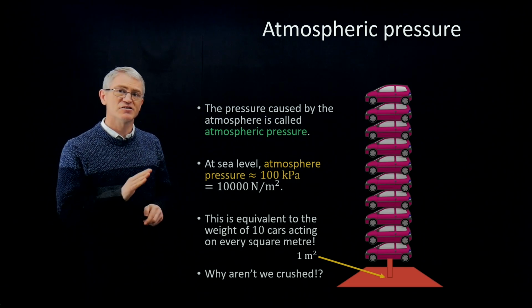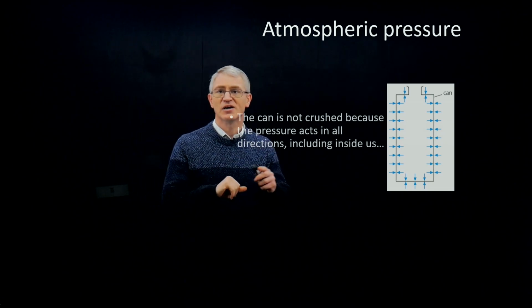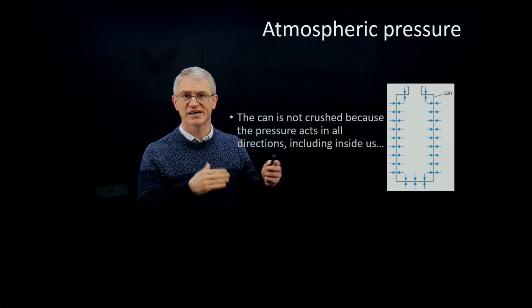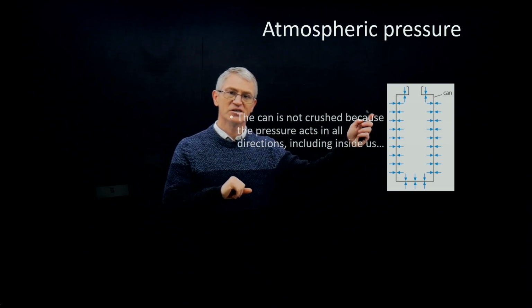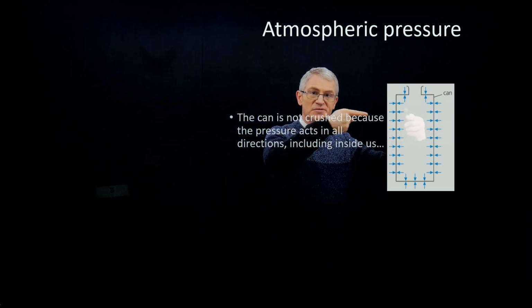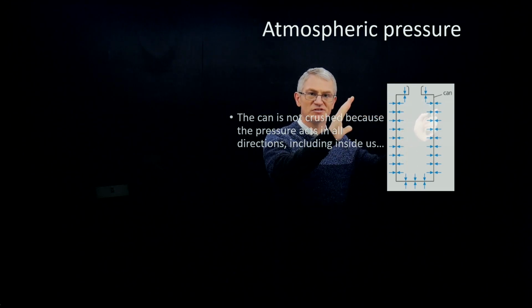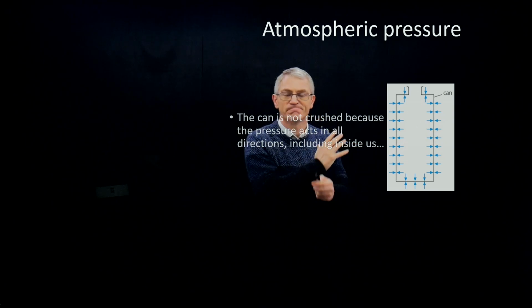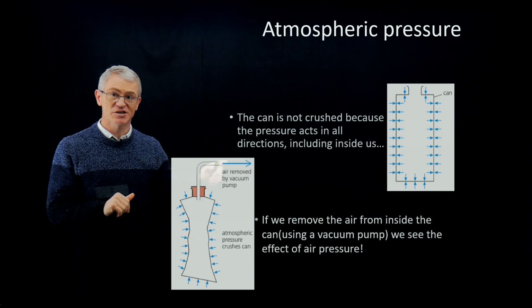Now let's look at that in a slightly different example. The can, and you may have seen this in a collapsing can experiment in your lessons. The can is not crushed because there is an equal and opposite pressure. The pressure on the inside equals the pressure on the outside, so nothing's getting crushed. What you can do is suck the air out using a vacuum.